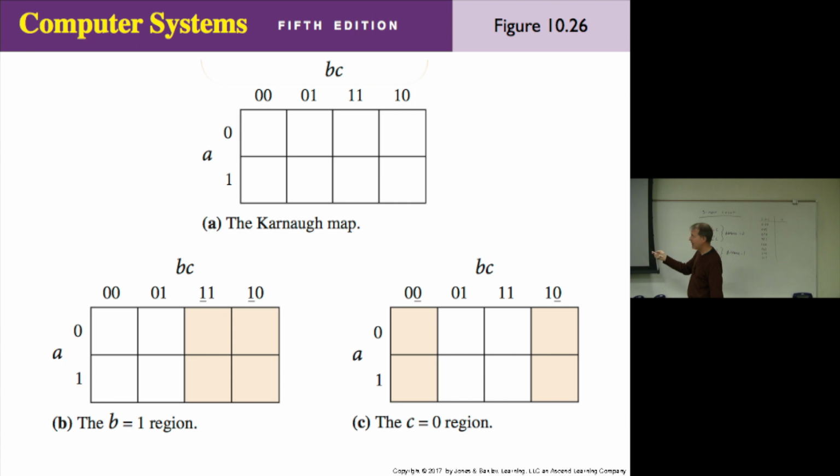Are you with me? And then on the top, we have the columns. The columns are BC. The first column is when BC is 0, 0. The second column is when BC is 0, 1. Now, why isn't this column 1, 0? Why isn't it like the truth table, 0, 0, 0, 1, 1, 0, 1, 1? Because the adjacent ones have to differ by 1. Right? So look at the pattern. The pattern here is BC is 0, 0, 0, 1, 1, 1, 1, 0.